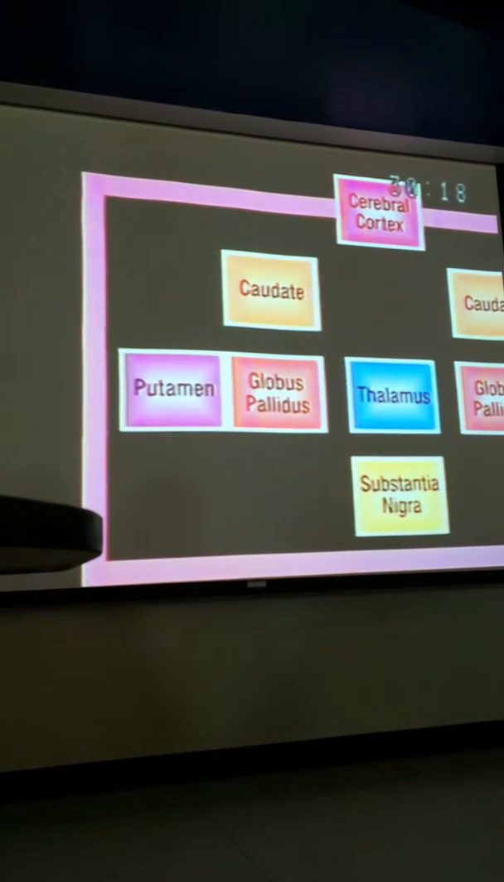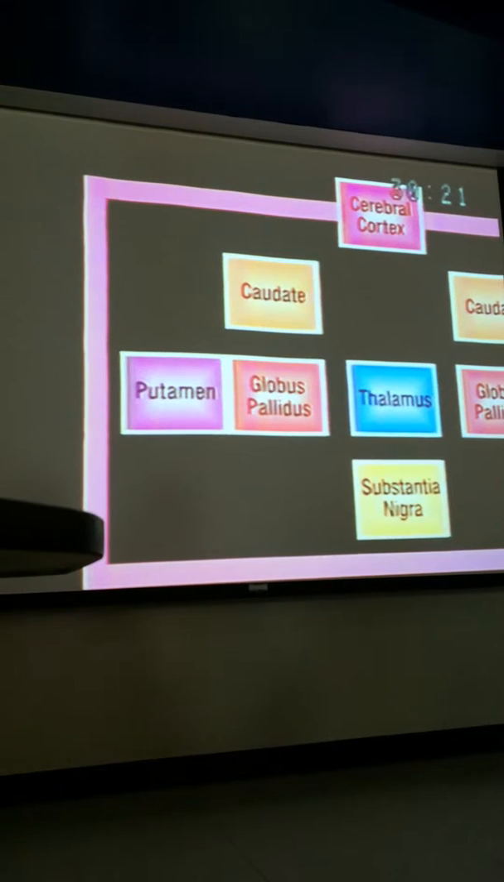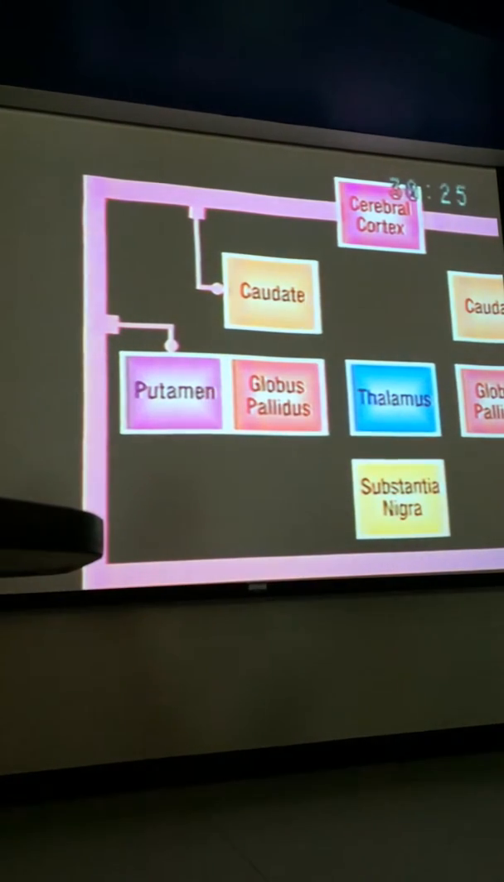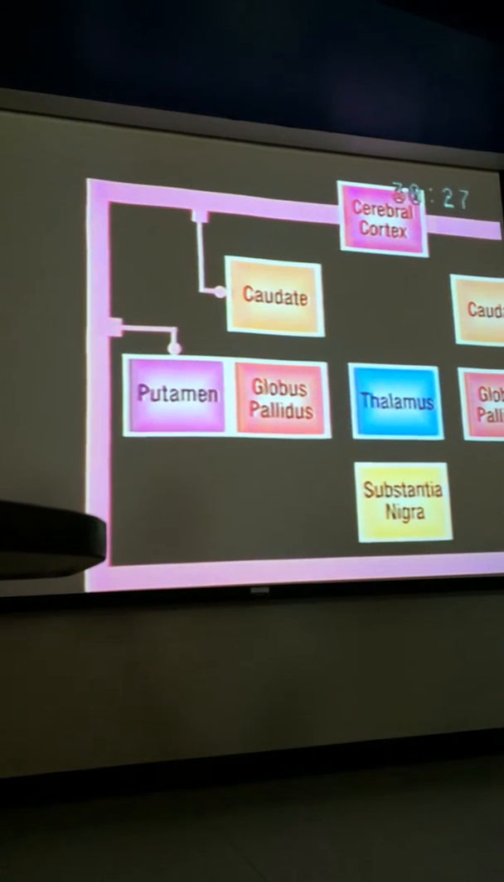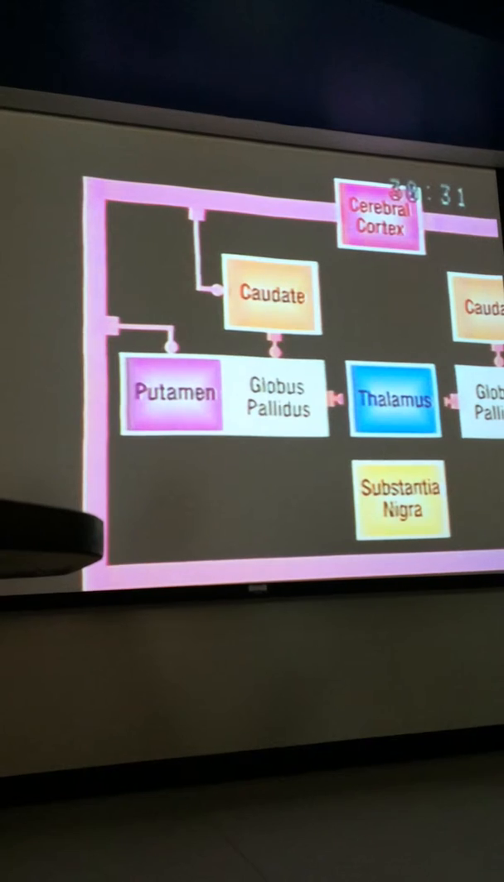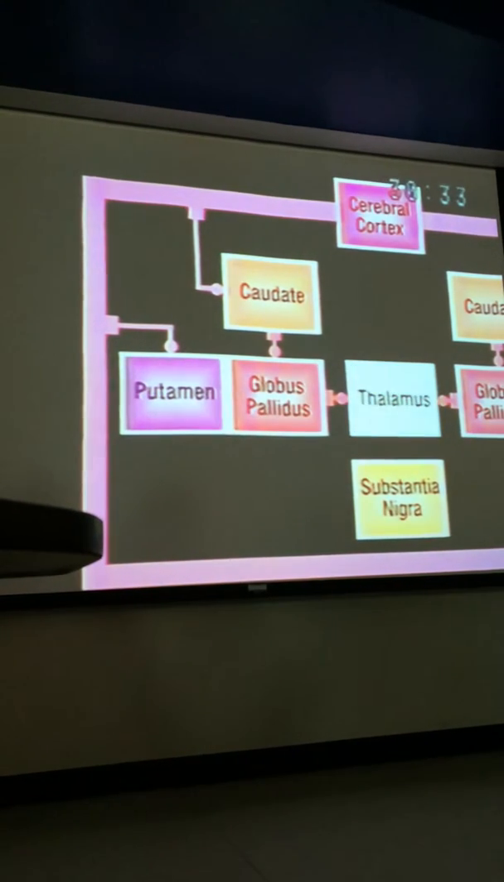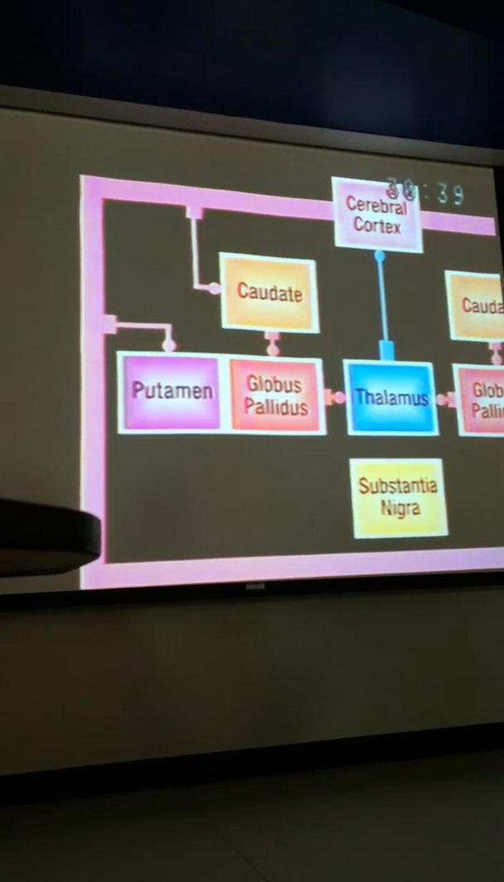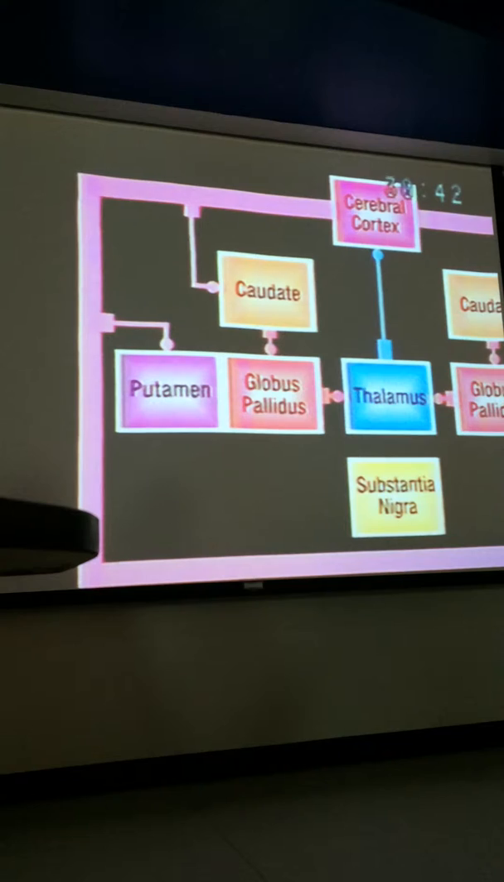Inputs from sensory and motor areas of the cerebral cortex are received in the caudate and putamen. The principal output is via the globus pallidus to the ventral nuclei of the thalamus, which in turn project back to the motor and premotor areas of the cerebral cortex. An additional output from the nuclei terminates within the substantia nigra.